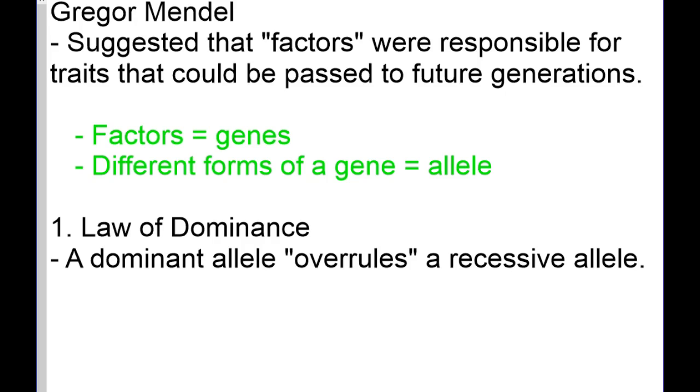So let's say yellow is dominant to green. If one parent provided the yellow allele and the second parent provided the green allele, what would the child or baby pea plant be? Yellow. It would be yellow because this is the dominant form of allele and it overrules the other.